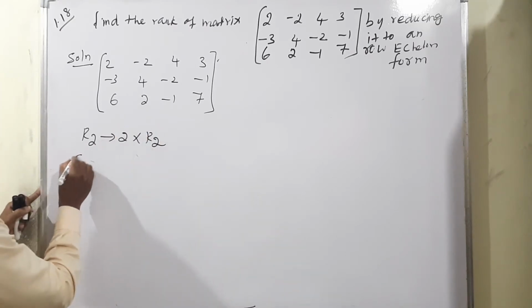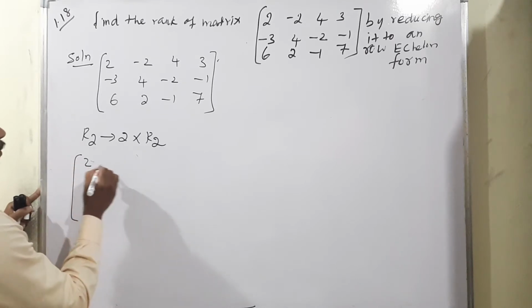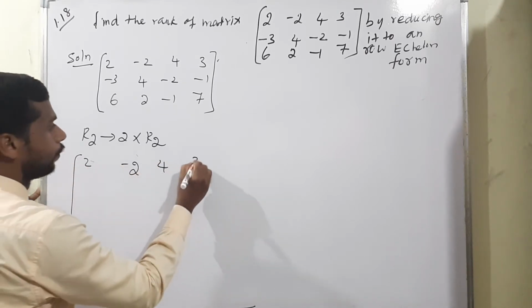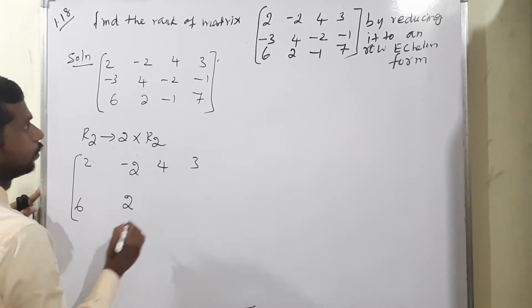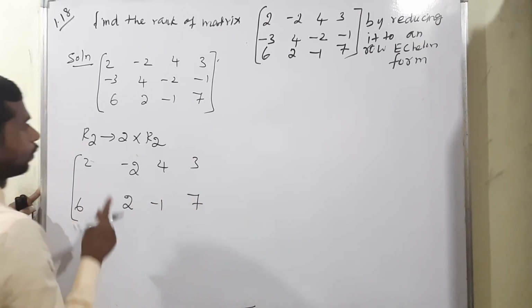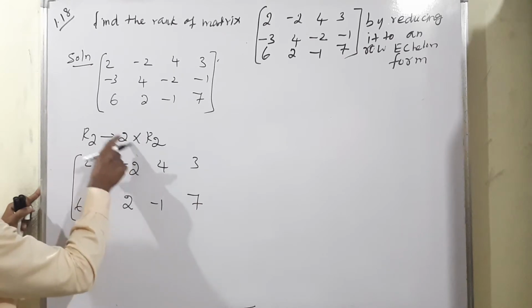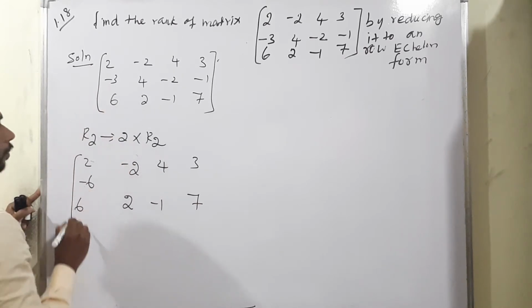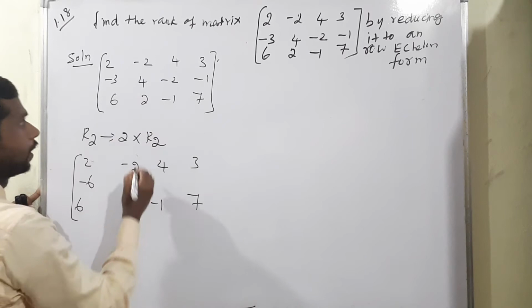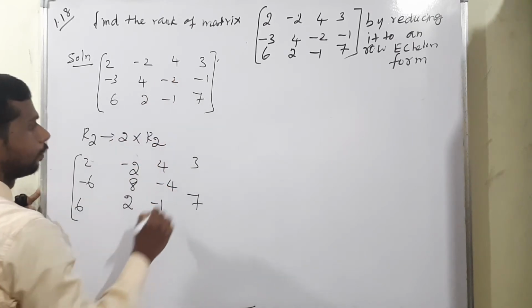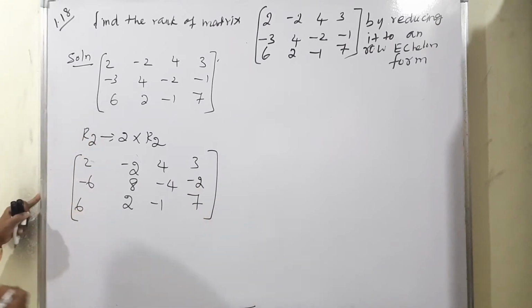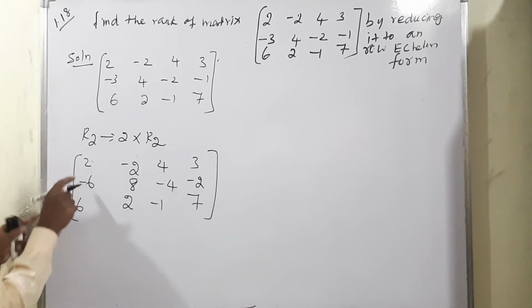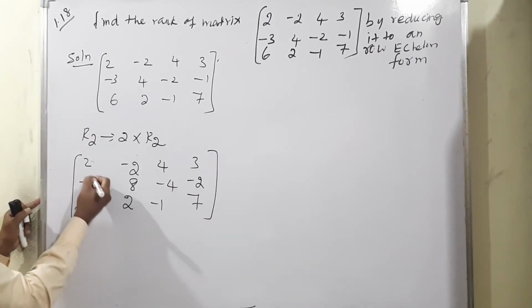Okay. So row 1 as it is: 2, minus 2, 4, 3. Row 3 also as it is: 6, 2, minus 1, 7. Row 2 you multiply each and every time into 2. So 2 into minus 3, minus 6. 2 into 4, 8. 2 into minus 2, minus 4. Minus 1 into 2, minus 2. Now look at there. We can apply very easily, under the 2 term we have to make 0.